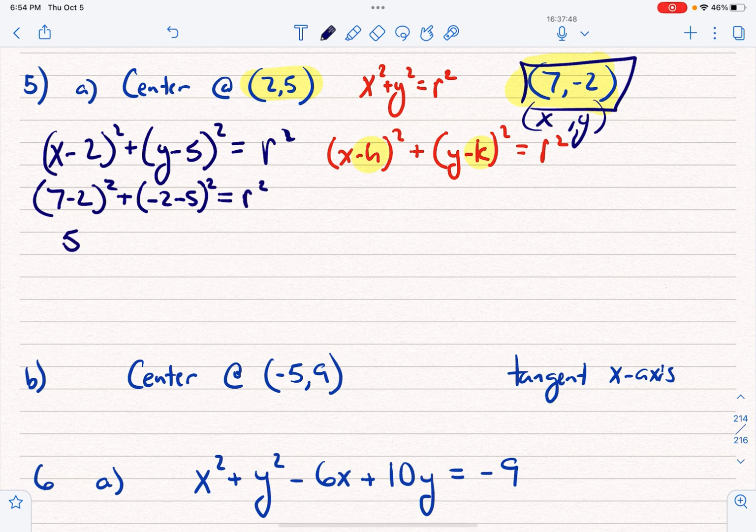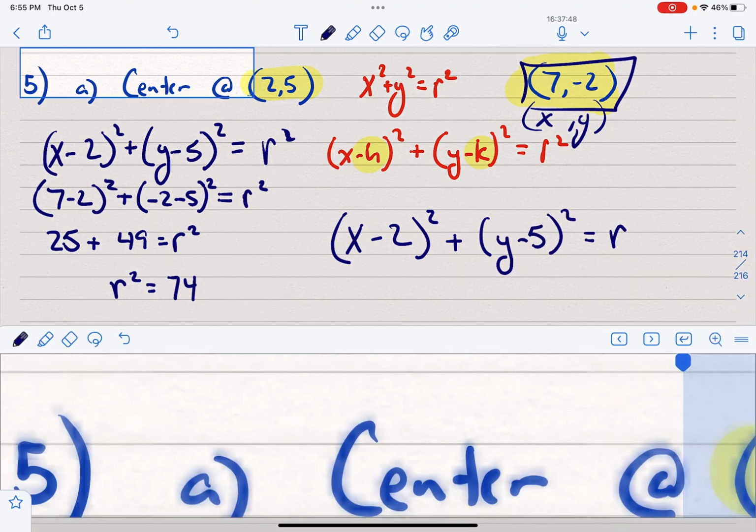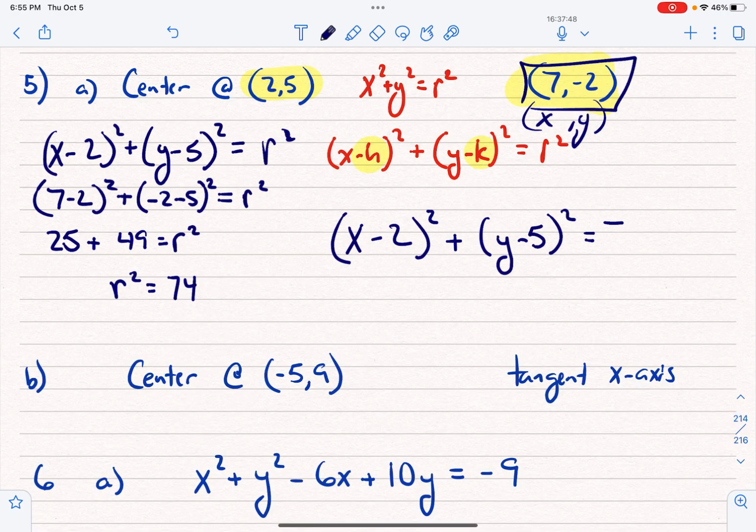7 minus 2 is 5. Square that, we get 25. -2 minus 5 is -7. Square that, we get 49. So therefore, my radius squared is going to be equal to 74. And then you rewrite the equation: (x minus 2) squared plus (y minus 5) squared equals, not r squared, 74.